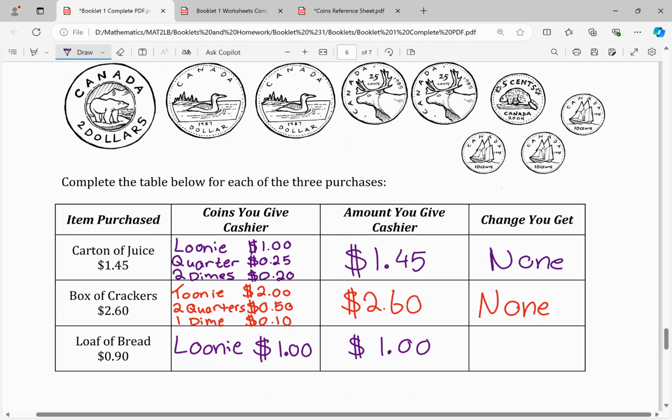I'm going to write that in both of these boxes. Now, if we give the cashier $1, they owe us change. We gave them too much money. And in order to calculate that change in your head or using a calculator off to the side, you need to subtract 90 cents from $1. Now we're going to talk about this a little bit more, but for now you can just use a calculator to subtract 90 cents from $1 to give us the change of 10 cents. Okay, so our change is 10 cents or a dime.